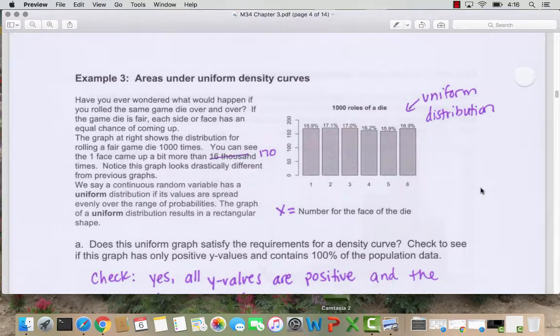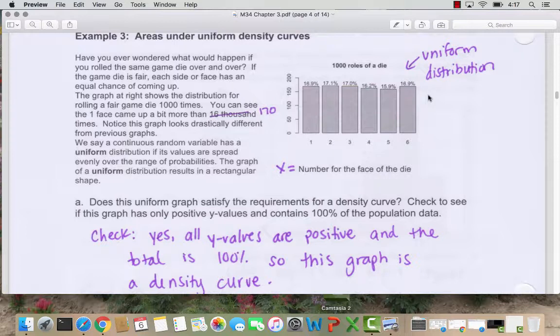Here in example 3 is what we call a uniform density curve. You can see here that one face came up a bit more than 170 times. Which face came up the most here? I think it was face 2, right? If you're rolling a die 1,000 times, we'd expect each face to come up evenly, which would be roughly 170 times. Just due to chance, we're a little bit off of the 170, which corresponds with 17%. 170 divided by 1,000, that's where the 17% is coming from.